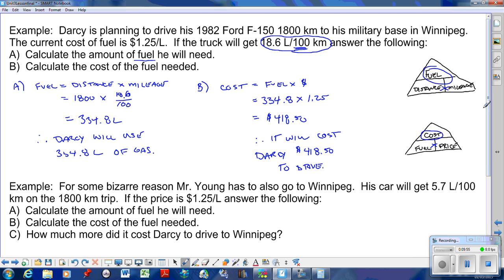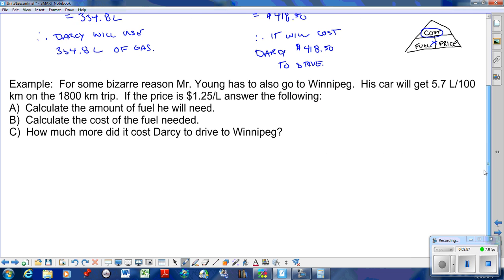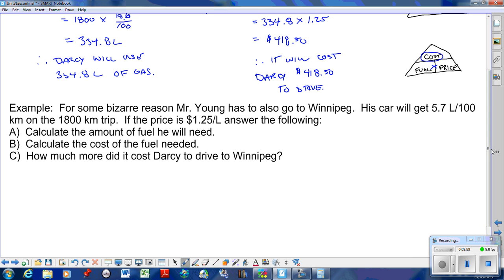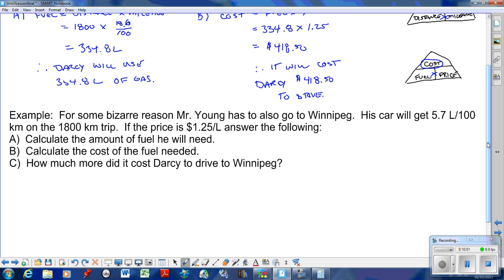Now as we move on to our second example then, for some bizarre reason, Mr. Young is also going to go to Winnipeg, and his car gets 5.7 liters per 100 kilometers. So Mr. Young's a little more savvy in the vehicle he picked. He picked a more fuel efficient one, and same distance. And we'll go ahead and look at the calculations here.